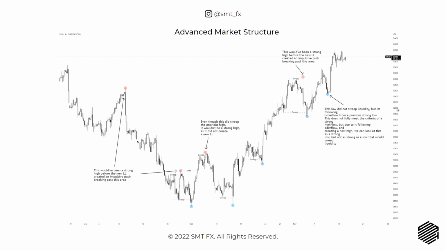And here we can see another example for US30, or the Dow Jones. We can see we've clearly had a downtrend going on here. And what we've then had is a sweep of liquidity here, a push to the upside. At this point, this would have been a strong high because it then put in a new lower low. And then at this point, we've now had this new lower low formed.